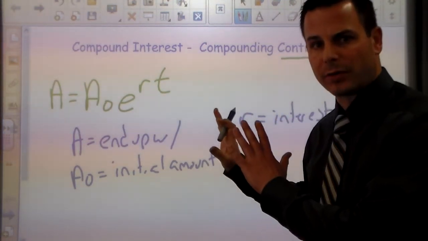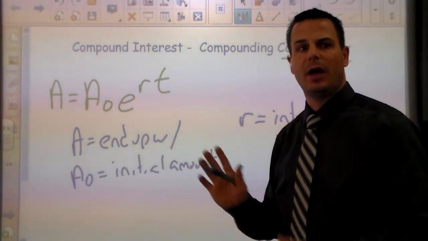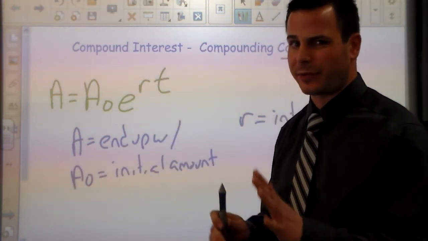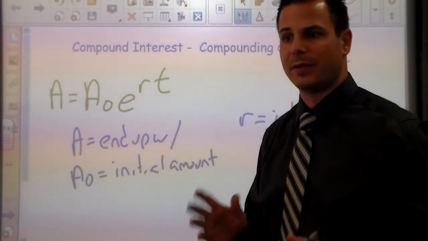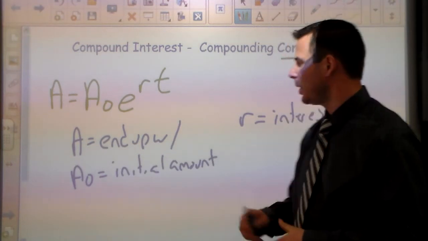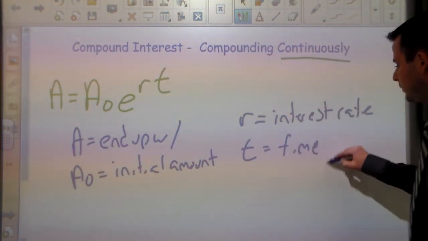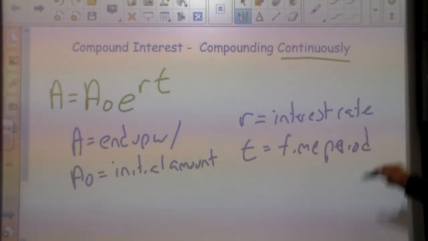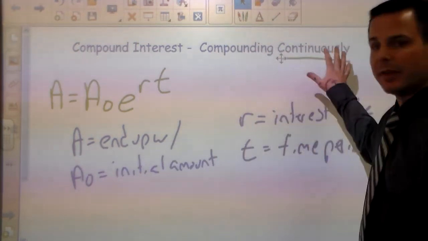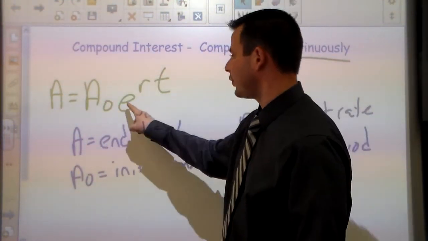But we're going to be a little more general with that. It's not necessarily an interest rate. It's the rate at which something is increasing or decreasing. So it doesn't just have to be an interest rate. It could be a rate of improvement or a rate of decay. And t is your time period. So if a word problem comes up and you see the words compounded continuously, that's your cue to use the other compound interest formula, which includes an e.